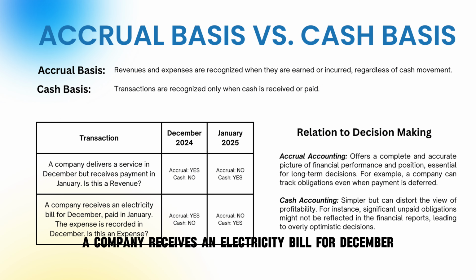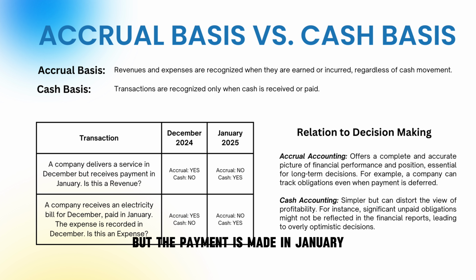Now, let's look at an expense. A company receives an electricity bill for December, but the payment is made in January. Under the accrual basis, the expense is recorded in December 2024 when the electricity was used, even though payment has not been made. Under the cash basis, the expense is recorded in January 2025 when the payment is made.